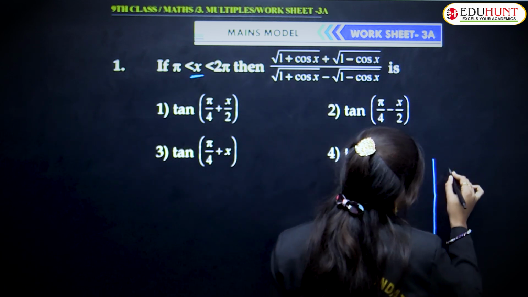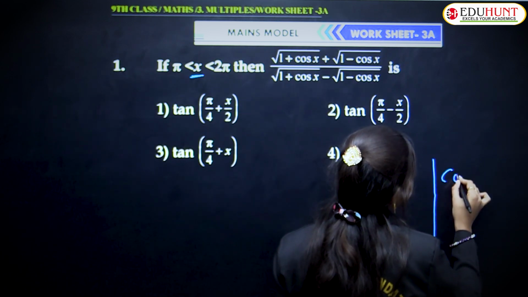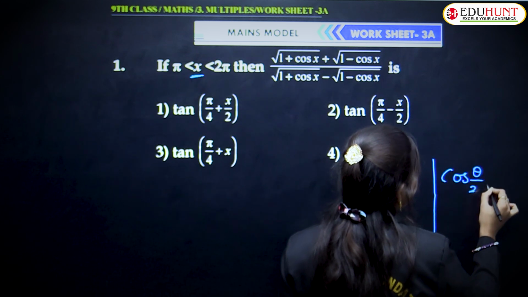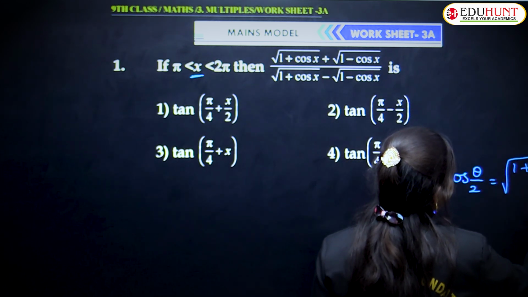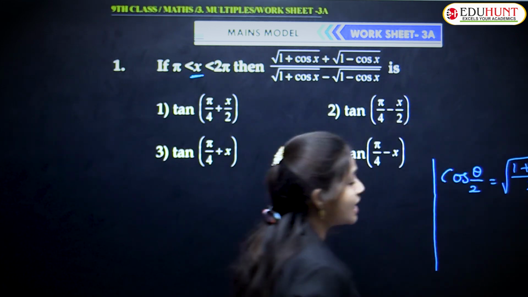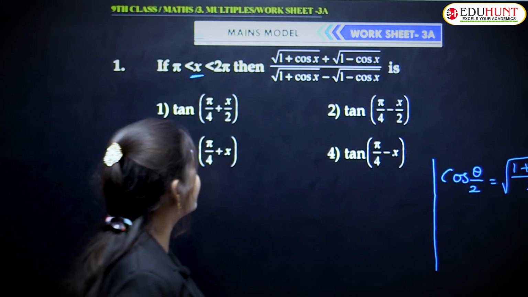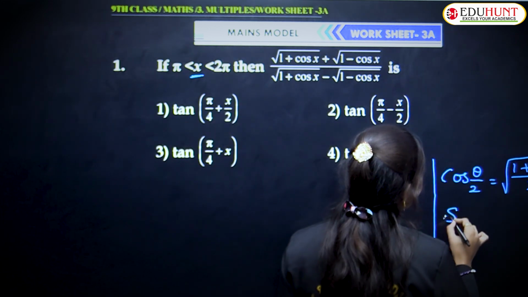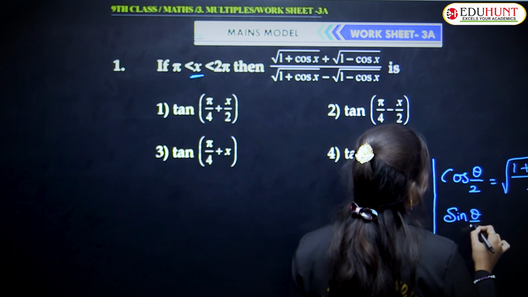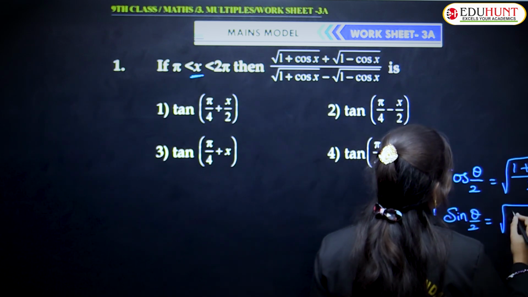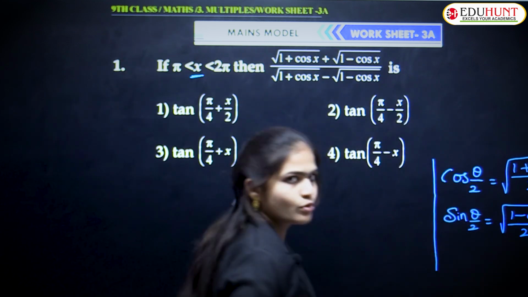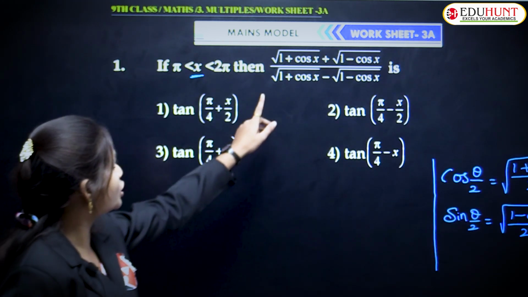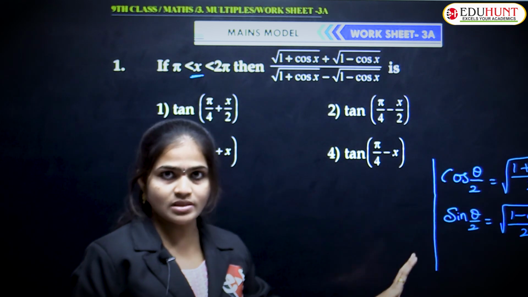So what are those two formulas? Cos theta by 2 equals square root of 1 plus cos theta by 2. And in the same way, sin theta by 2 equals square root of 1 minus cos theta by 2. These two formulas we know. But in that question they gave only square root of 1 plus cos x.